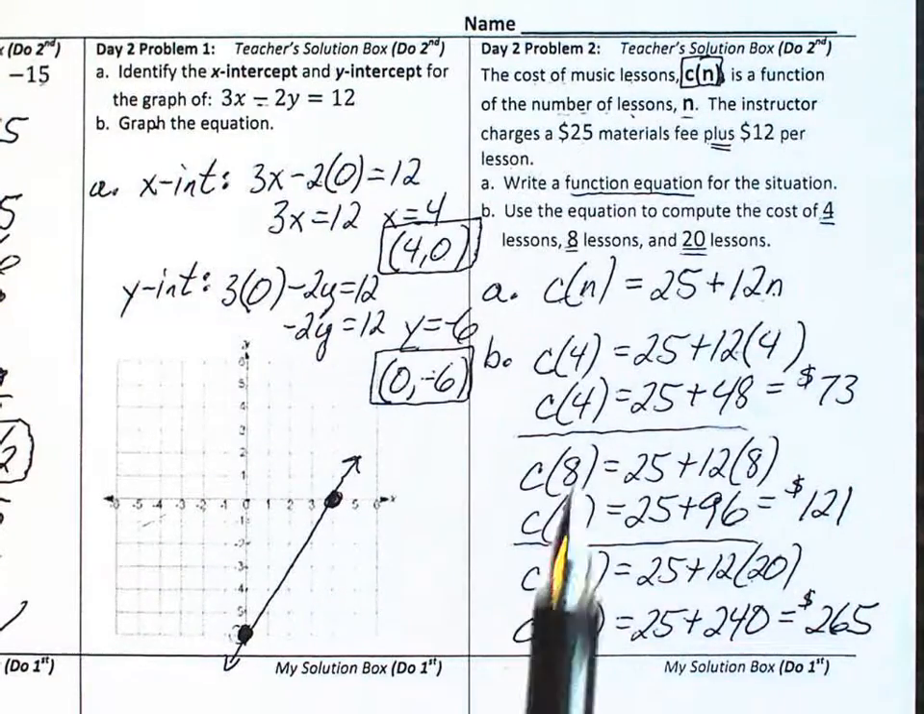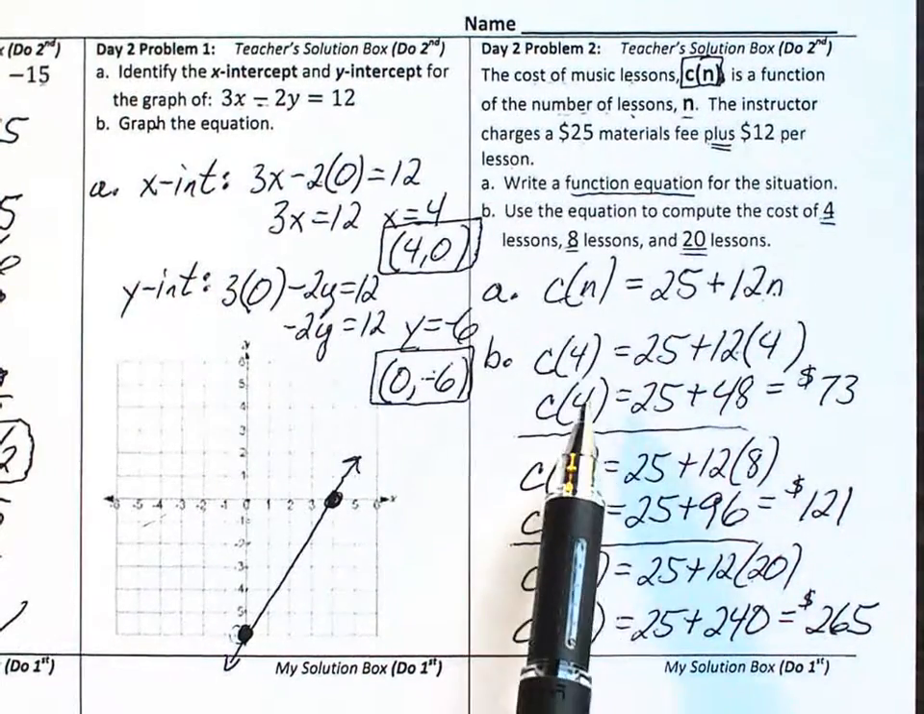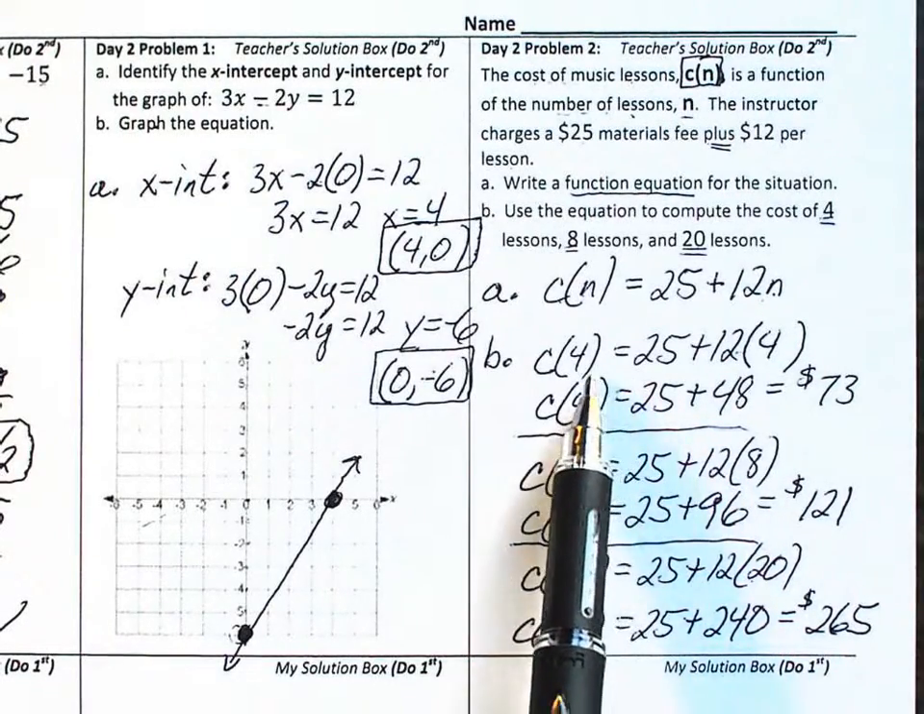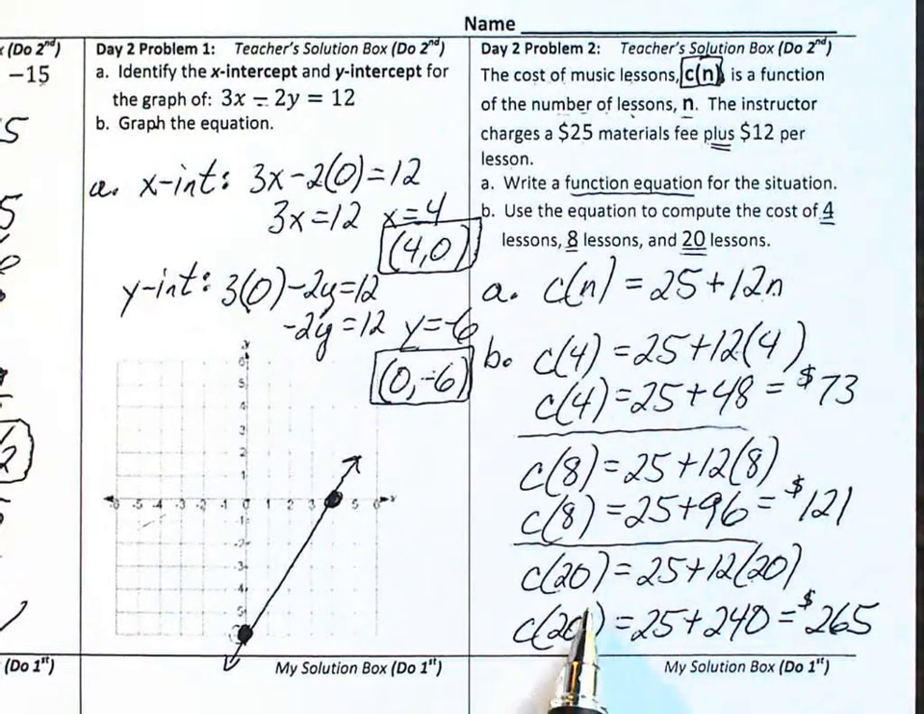So what we've done here is we've created an equation to show us the cost of buying different amounts of music lessons. And this equation can be used multiple times to figure out the cost of 4 lessons or 8 lessons or 20 lessons or however many lessons that we want to figure out.